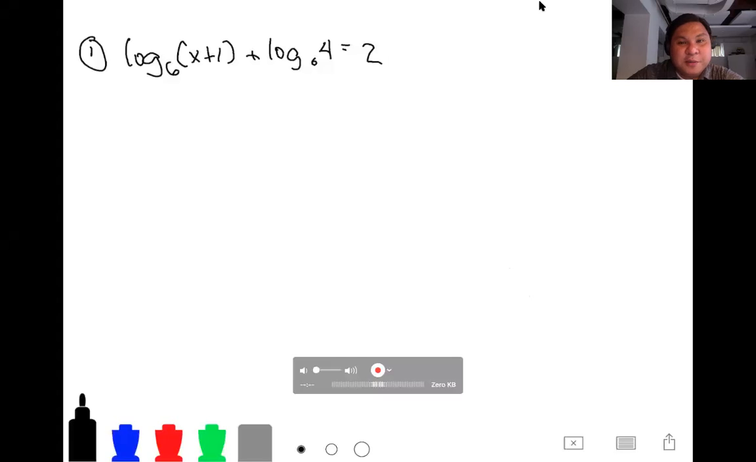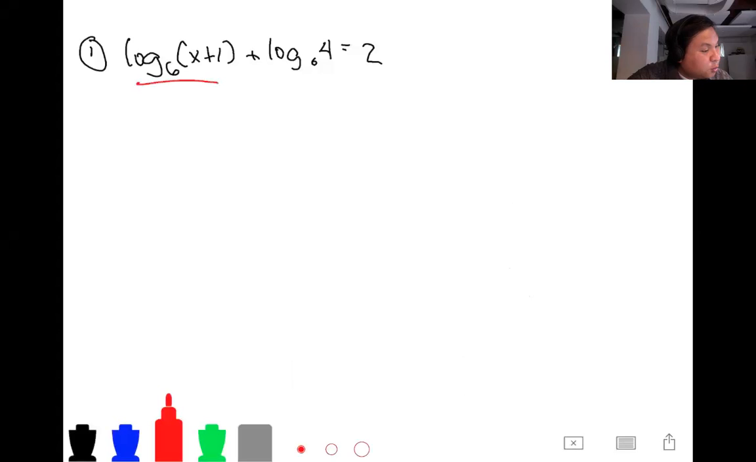All right, so here we are. The first equation: logarithm of x plus 1 to the base 6 plus logarithm of 4 to the base 6 is equal to 2. Take note, there are 2 logarithmic expressions here. So the first step is to make sure that they become one logarithmic expression. Take note that this is an addition of logarithms, so therefore x plus 1 and 4 must be multiplied with each other.